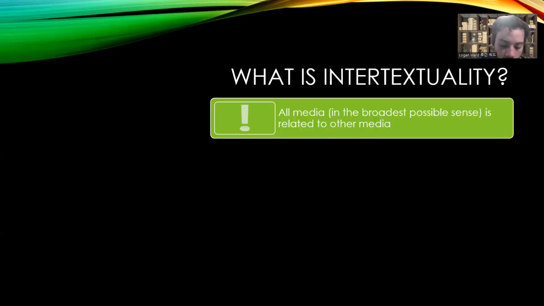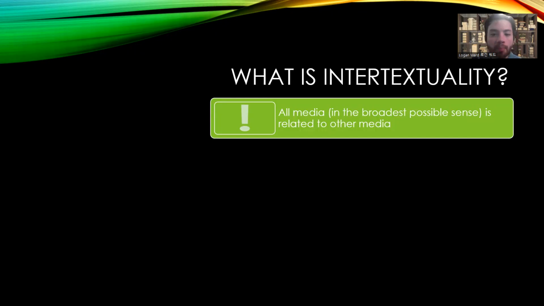And so there are a couple of assumptions. The assumption, according to intertextuality, the study of references, is that all media, and we mean that in the broadest possible sense, whether it's TV, a book, a painting, a performance piece or something, is related to other media in some way. So that's the assumption.